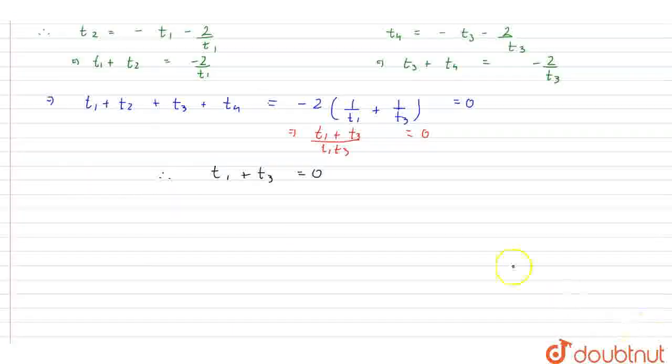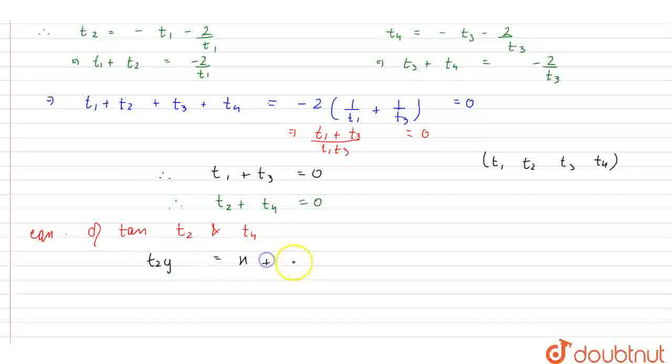Now since the sum of t1, t2, t3 and t4 is equal to 0, so from here we can also say that the sum of t2 and t4 will also be equal to 0. Now finding the equation of tangents at the points t2 and t4, we get the equations as t2 y equals x plus a t2 square, and the second equation is t4 y equals x plus a t4 square.